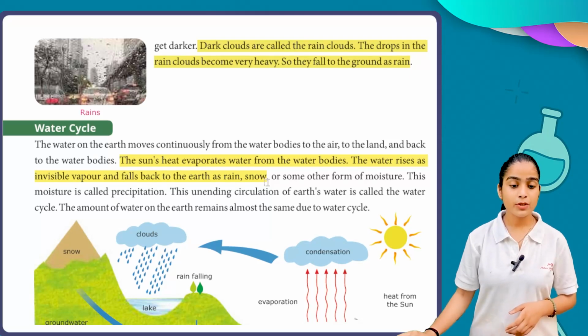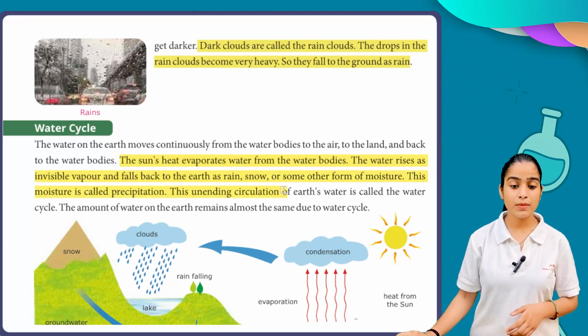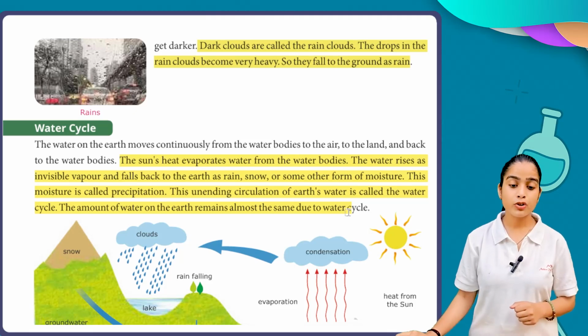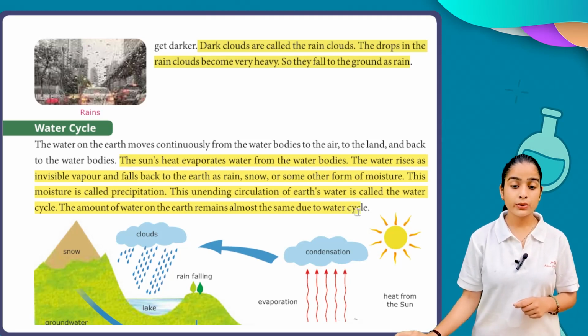The sun's heat evaporates water from the water bodies. The water rises as invisible vapor and falls back to the earth as rain, snow, or some other form of moisture. This moisture is called precipitation. This unending circulation of earth's water is called the water cycle. The amount of water on the earth remains almost the same due to the water cycle.